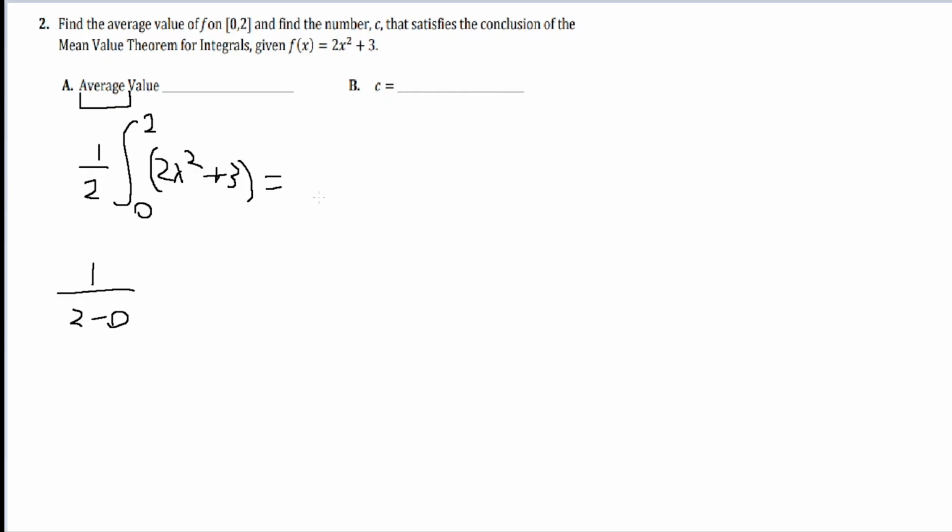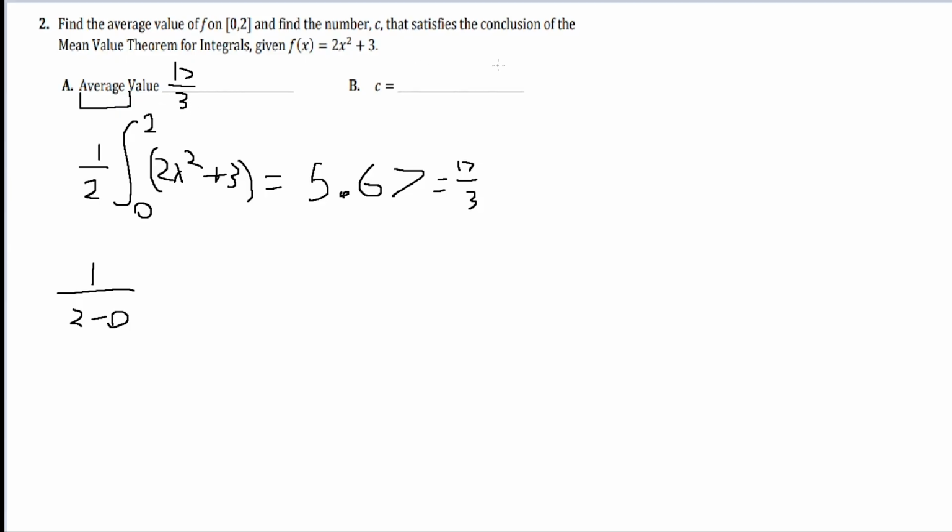Now, throwing this into a calculator, because I'm too lazy to solve it, is actually going to give me 5.67. Or you could also say, which is probably how you're going to have to do it if you don't get a calculator, 17 over 3. So let's put 17 over 3 here. And we've found our average value. But that's not it. That's only the first part.